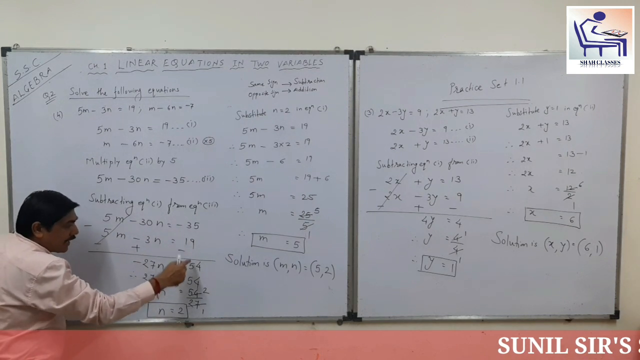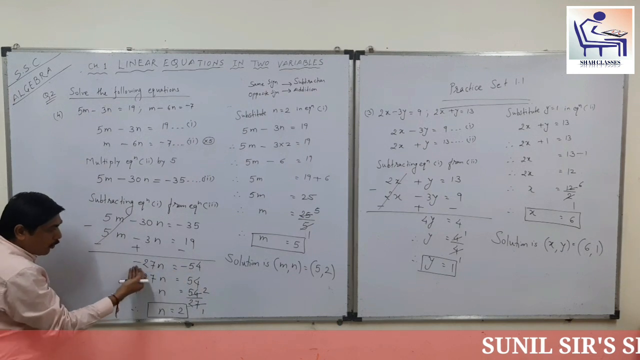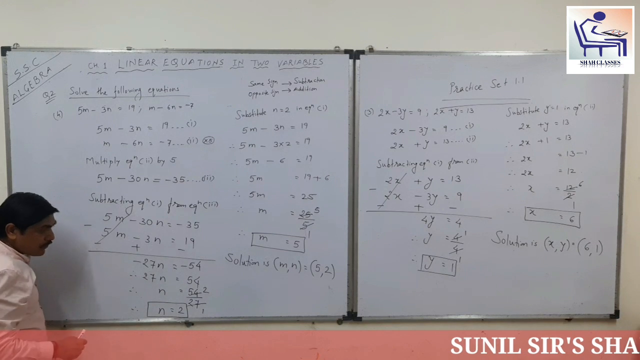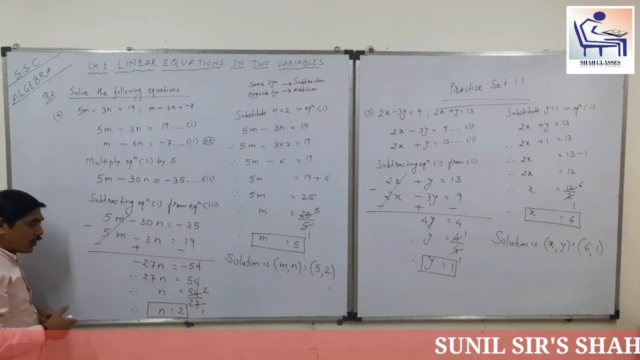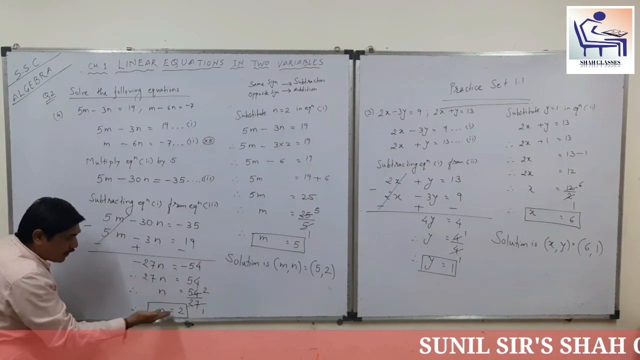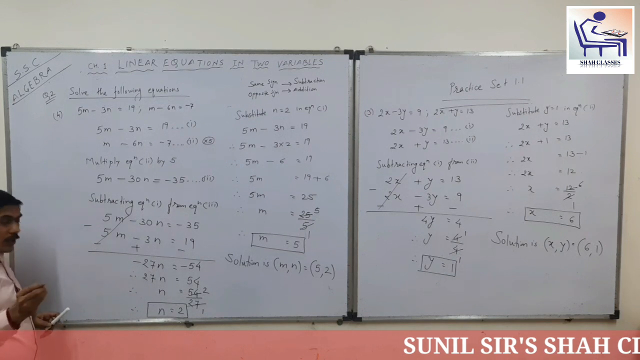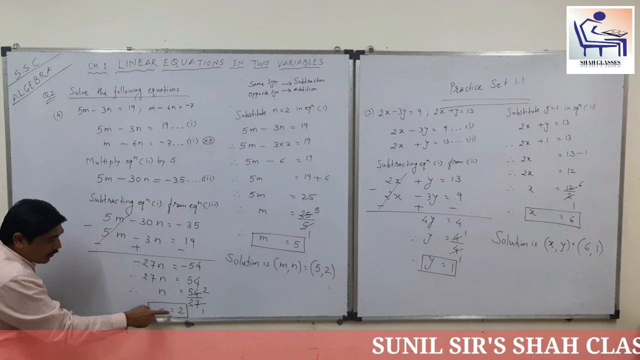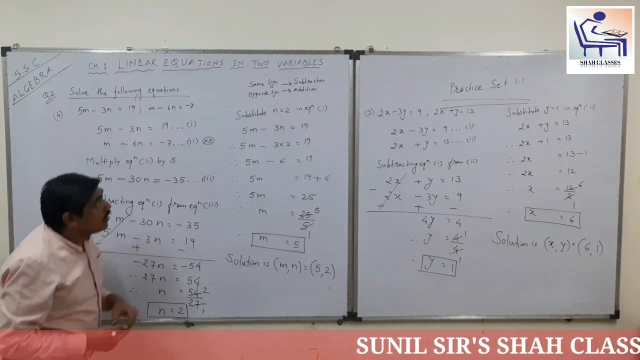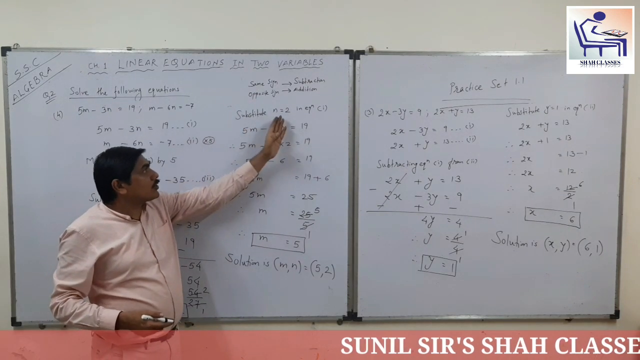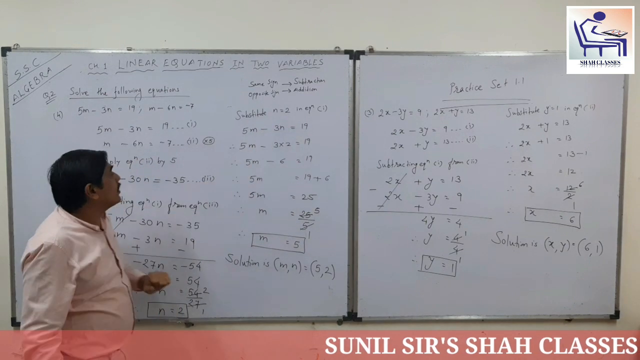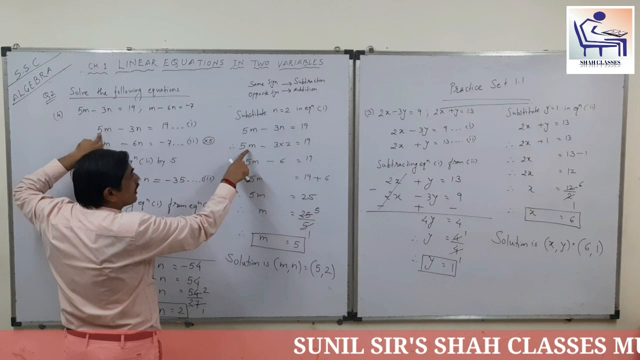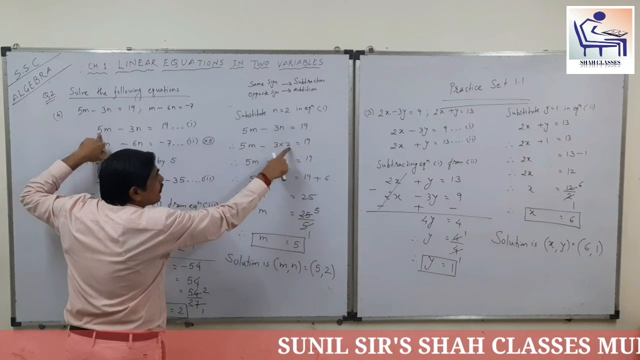Minus 35 minus 19 is minus 54. And now minus cancelled. So we get 27n is equal to 54. Now n is equal to 54 divided by 27. So 27 ones are 27 and 27 twos are 54. So n is equal to 2. Now we will substitute n is equal to 2 in equation 1. So equation 1: 5m minus 3n is equal to 19. So 5m, instead of n we will put 2.